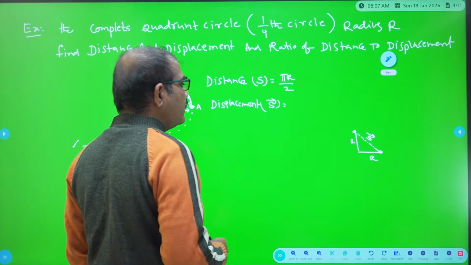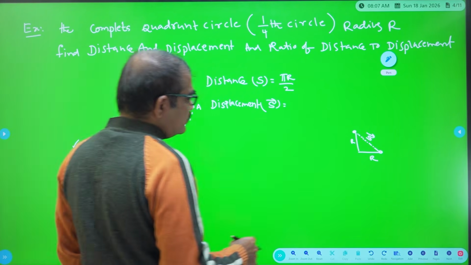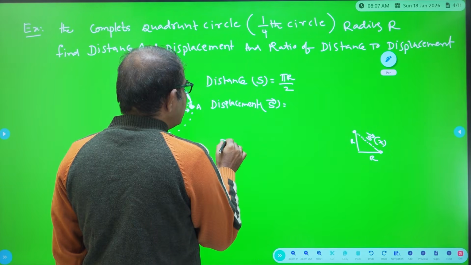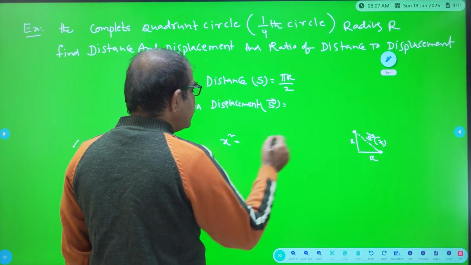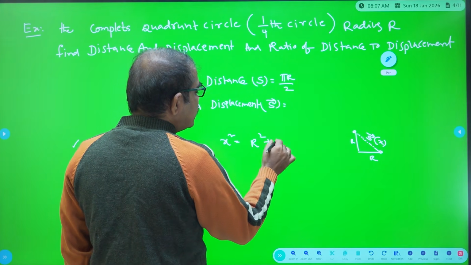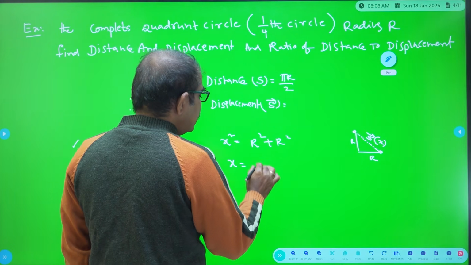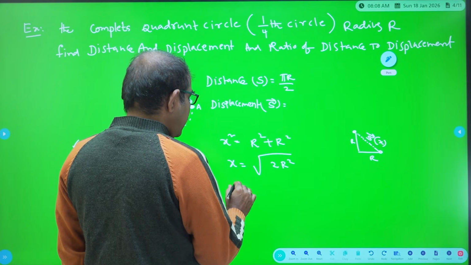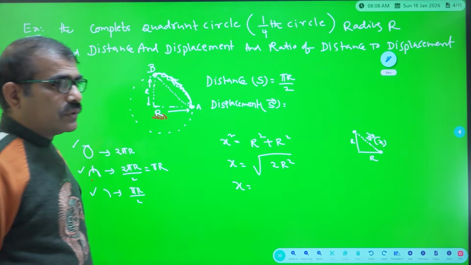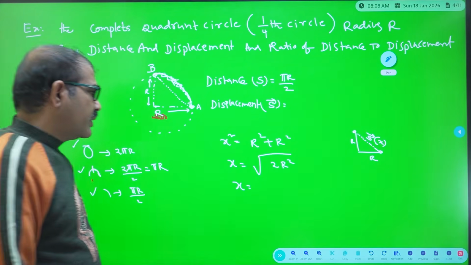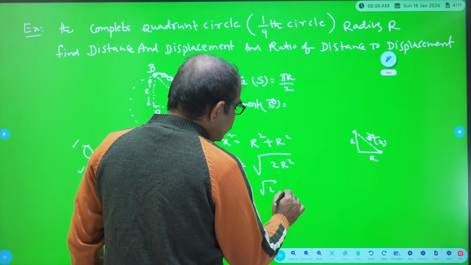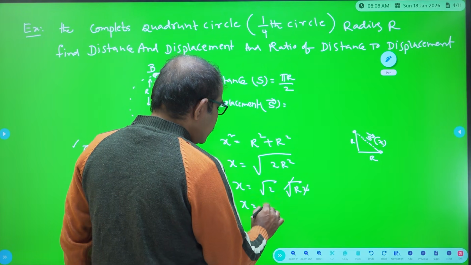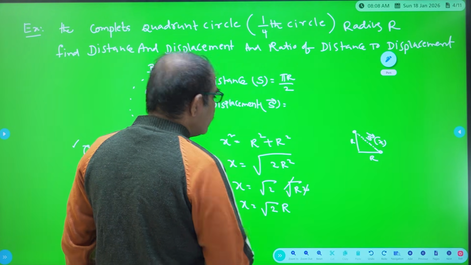Now, how to find s bar? I am taking it as x. So x square is equal to r square plus r square. X is equal to root of r square plus r square, that is root 2 r square. X is equal to root 2 into root r square. Separating the two terms, the square root cancels, so x is equal to root 2 into r. This is called displacement.